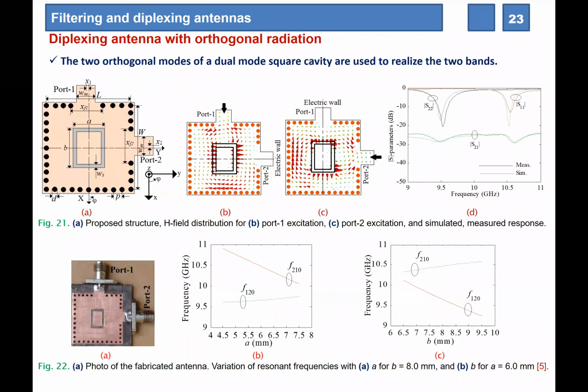So what is the main advantage of a duplexing and filtering antenna design? First of all, we do not need any extra bandpass filter or duplexer in a transceiver system. So it will cut down the cost, at the same time it will reduce the complexity of that system, and the system will be more compact.